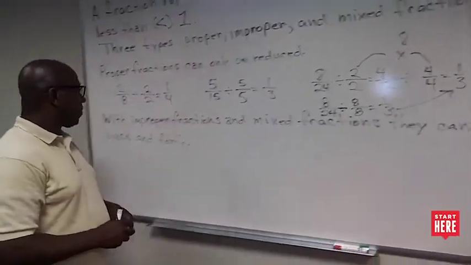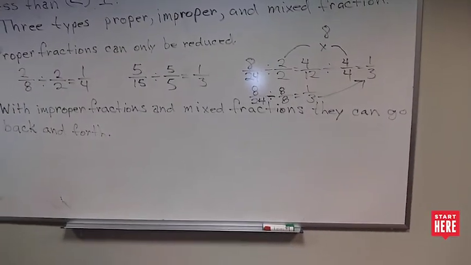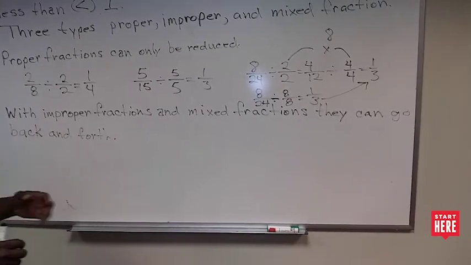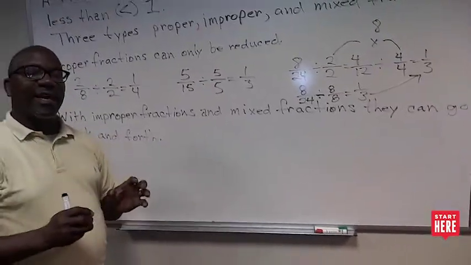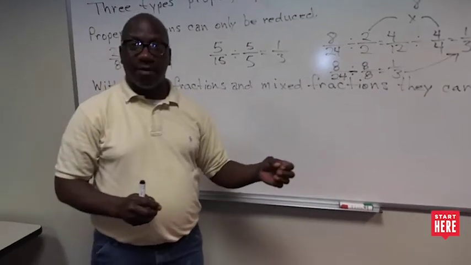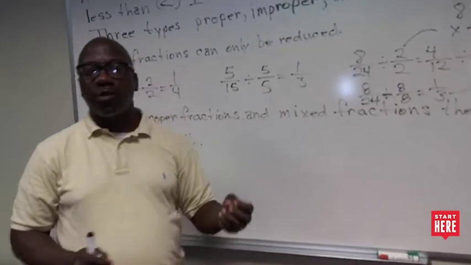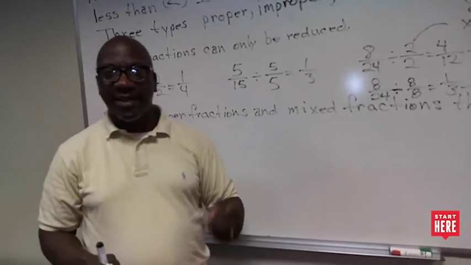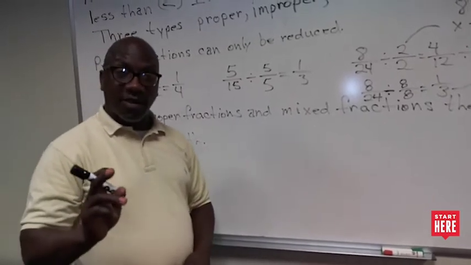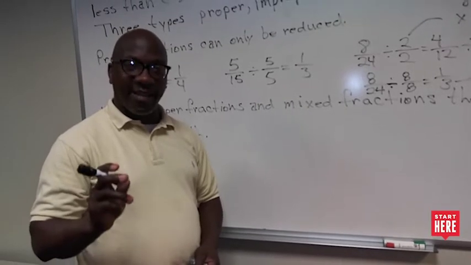Let's look at an improper fraction and a mixed number or a mixed fraction. They can both go back and forth. In other words, I can take an improper fraction and I can convert it to a mixed number. I can also take a mixed number and convert it back to an improper fraction. Let's see how we do that. Remember, what's the definition of an improper fraction? Exactly.